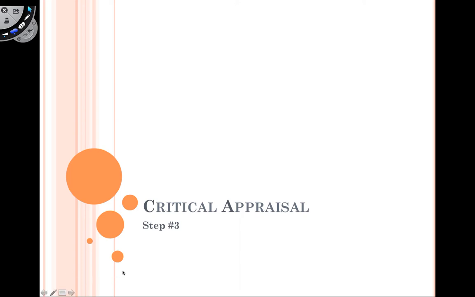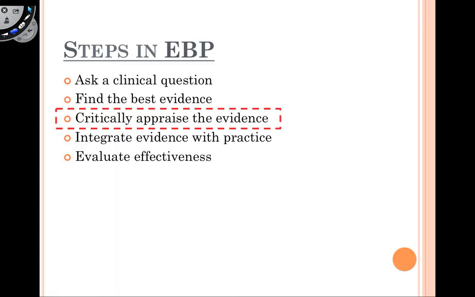Okay, so today's talk will be on critical appraisal, step 3 in the EBP process. You can see here that we've already come up with a clinical question, step 1. We've searched evidence on databases or Google and found something that we think is important. And then the third step is to critically appraise that evidence.